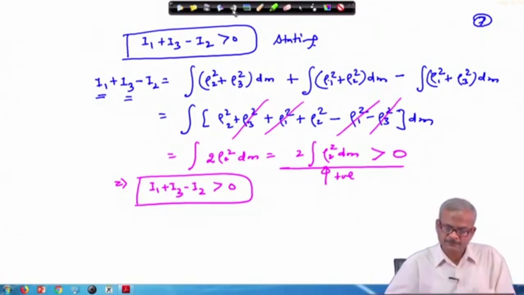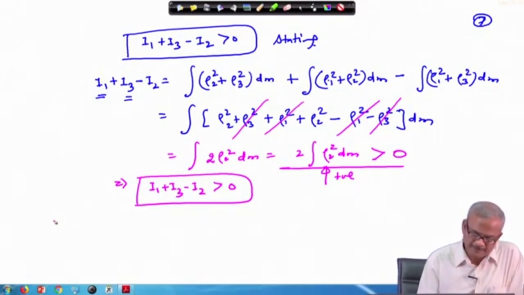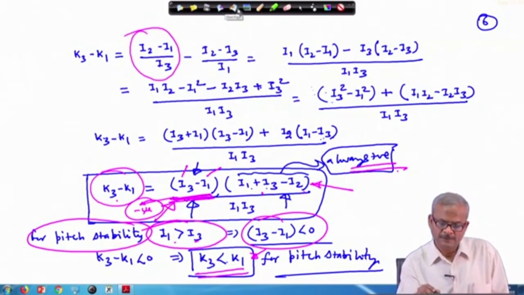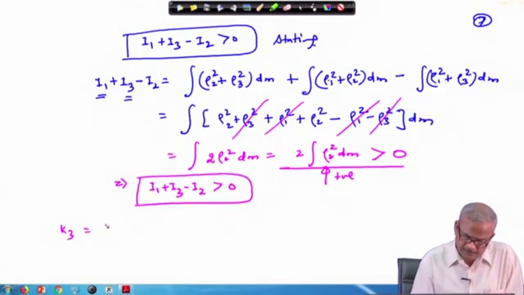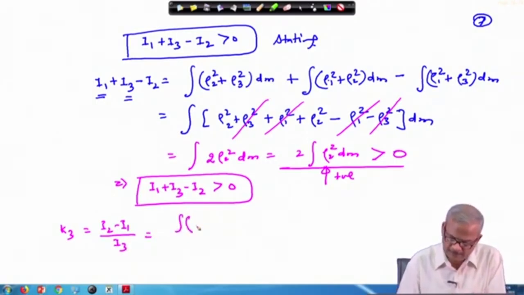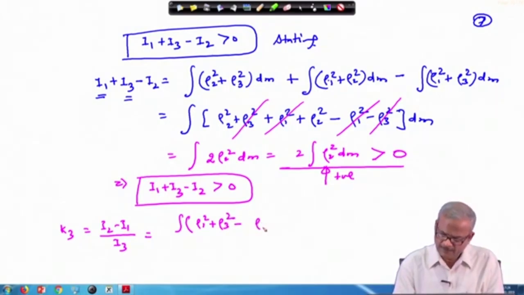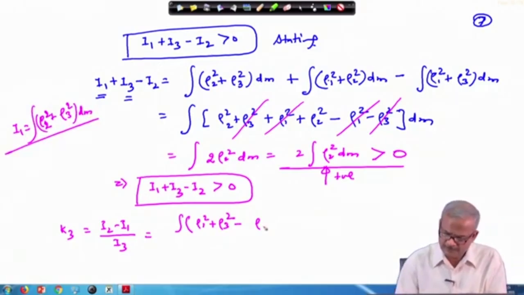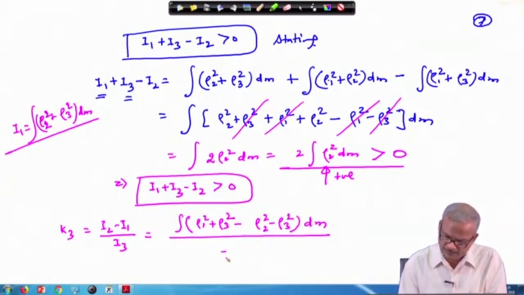Okay. Moreover, if we look into some more things, I will state in this regard. This is your K3. So, I2 minus I1 divided by I3. In the same way, using this kind of equation, you can write I2 will be rho1 a squared plus rho3 a squared, and I1 will be rho2 a squared plus rho3 a squared dm. Okay. So, this we need to insert here. So, this is rho2 a squared minus rho3 a squared dm, and I3 obviously you have rho1 a squared plus rho2 a squared dm.